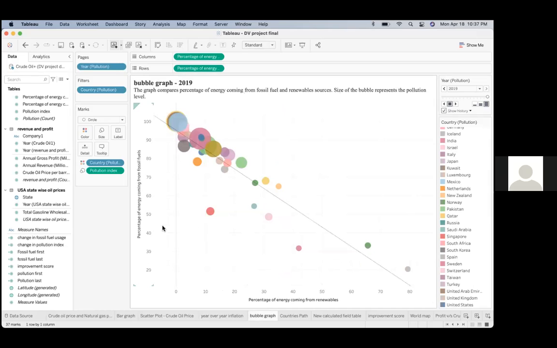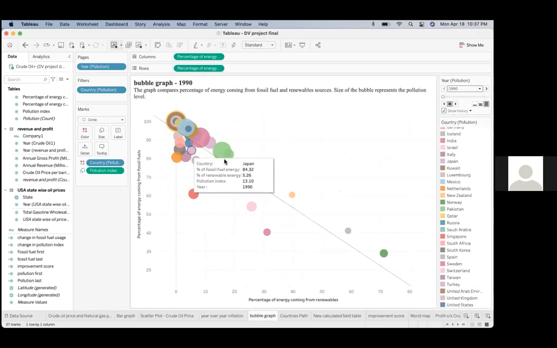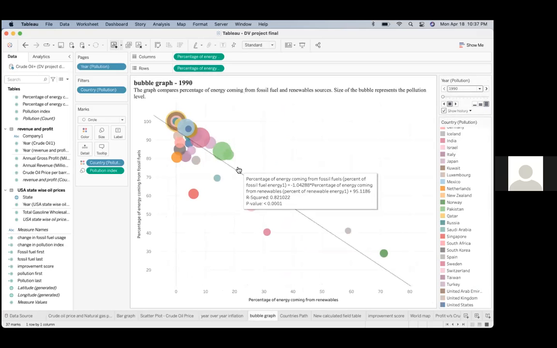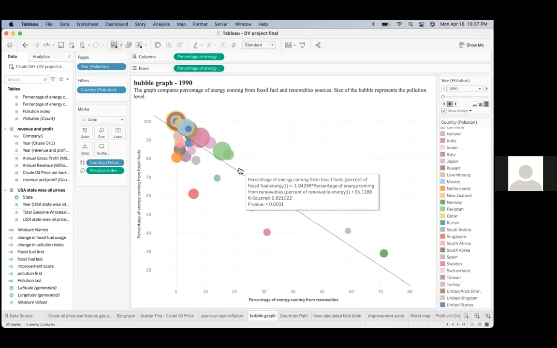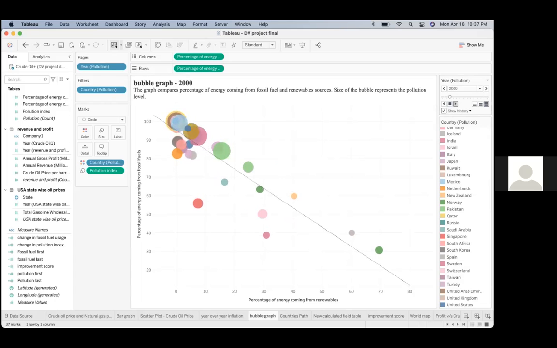Next. Now let's talk about the bubble chart. In the y-axis, we can see the percentage of energy coming from fossil fuel, and in the x-axis, we can see the percentage of energy coming from the renewable resources. When we go to year 1990, we can see all of the countries which are represented by these bubbles are clustered together at the upper end of the chart. The size of the bubbles represents the pollution index in the country. So we'll see in the animation that as the countries are moving towards the northeast, the pollution index is reducing significantly. So let's look at the animation.